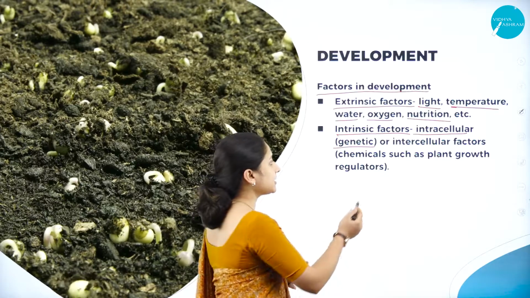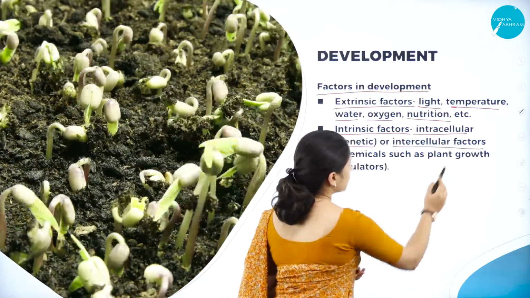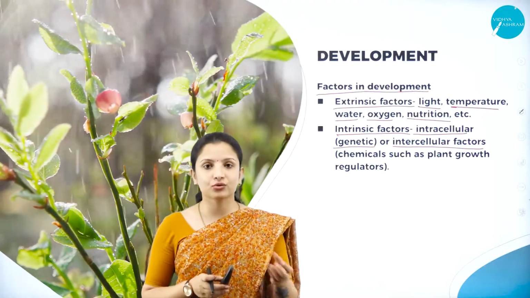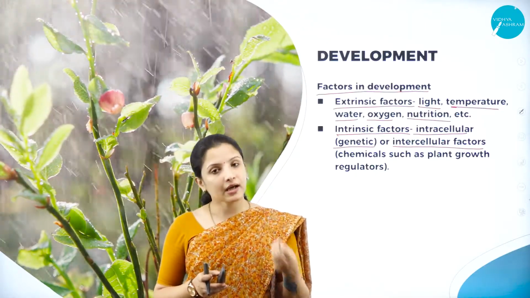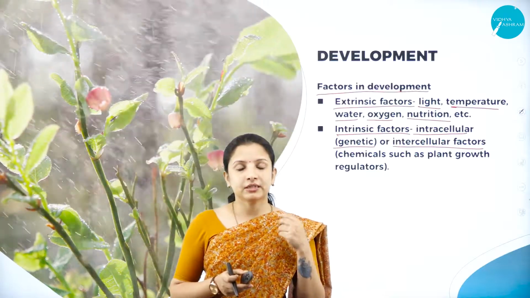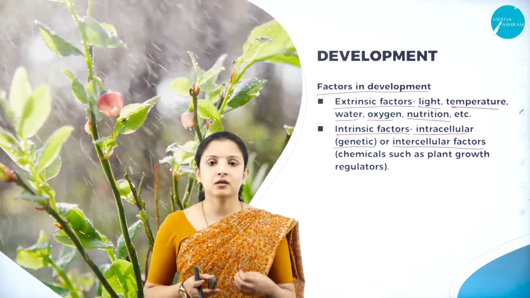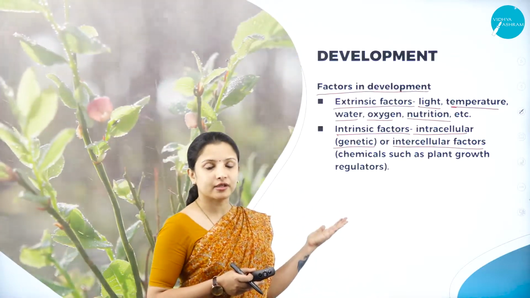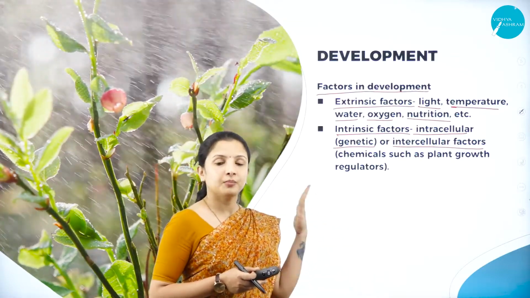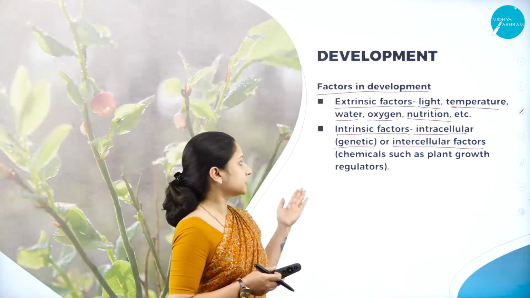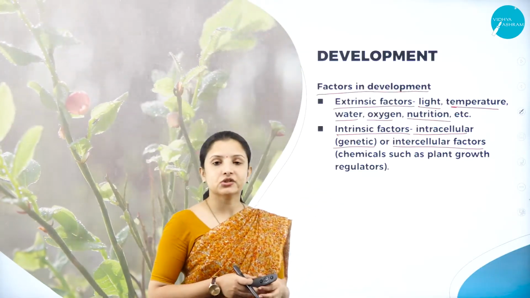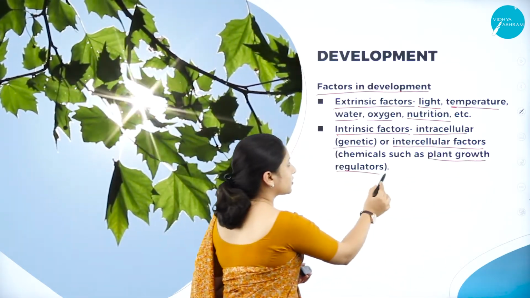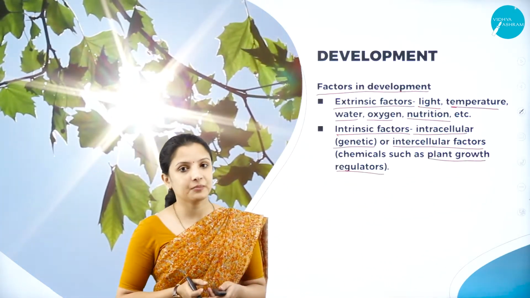Or it can be intercellular factors. Intercellular factors are such as the plant growth regulators, that is, the growth hormones in the plant, such as abscisic acid, ethylene, gibberellin, auxin, and cytokinin. All these growth regulators also play a part in the growth of the plant. So this is how chemicals such as the plant regulators also play a very important role in the overall development of the plant.